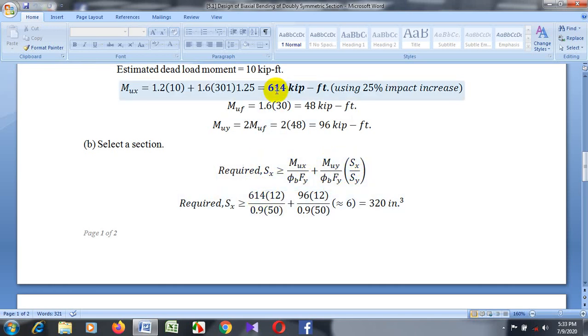MUX already known, 614 kip-feet, so multiply by 12 to get the value in inches. 0.9 is the value of phi B, 50 is the value of Fy, plus 96 is the MY value. Multiply by 12 to get the value in inches, divided by 0.9 times 50, and SX divided by SY, this fraction is equal to 6, and now we get this value, 320 inches cubed.